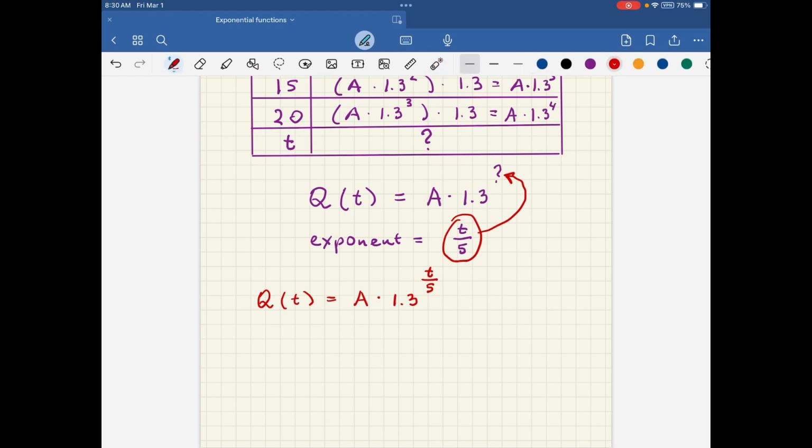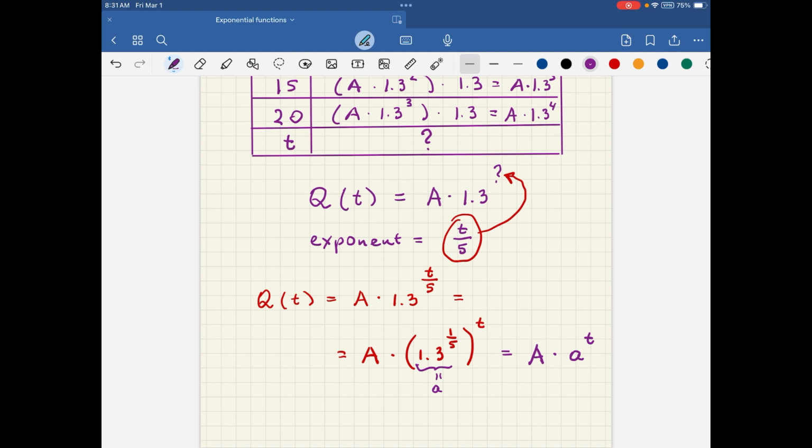Well, it sure is, and we can actually rewrite this in the following form. A times 1.3 first raised to the power 1/5, and then all of that raised to the power t. And we can think of 1.3 to the power 1/5, whatever that number is, as our lowercase a, the base of that power that was used in the definition of an exponential function at the start of this recording.